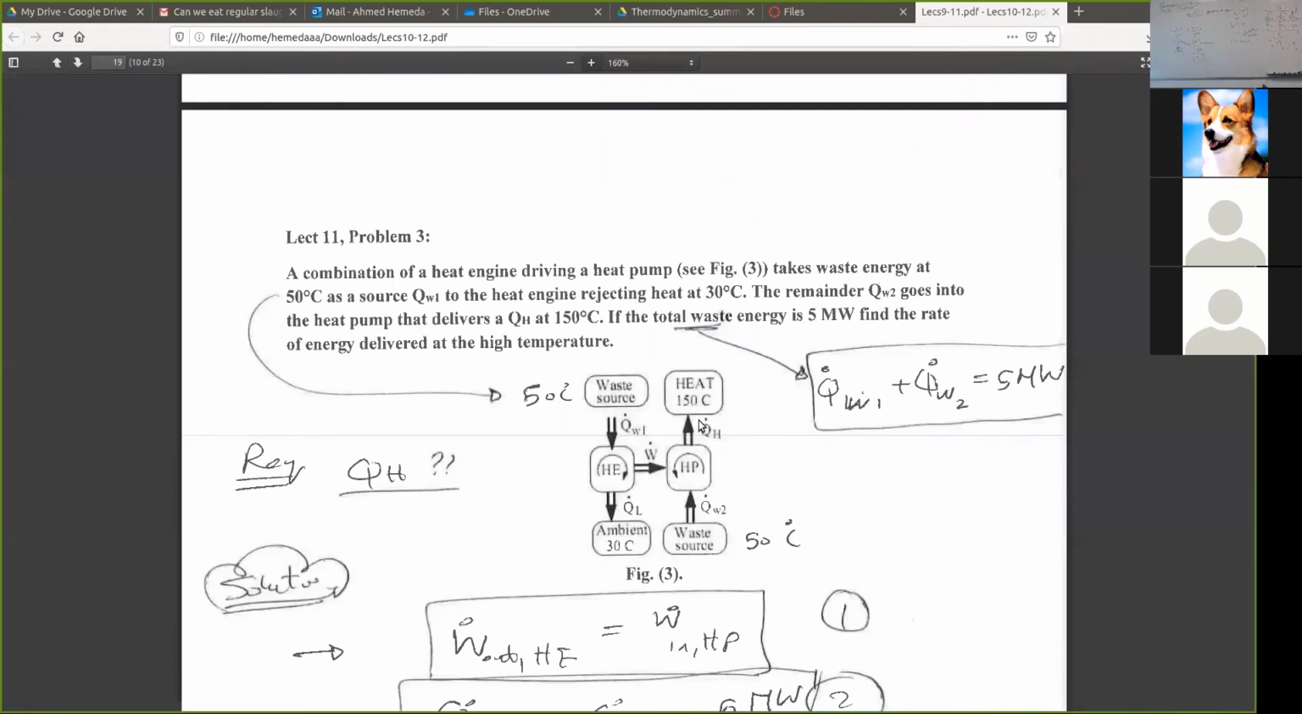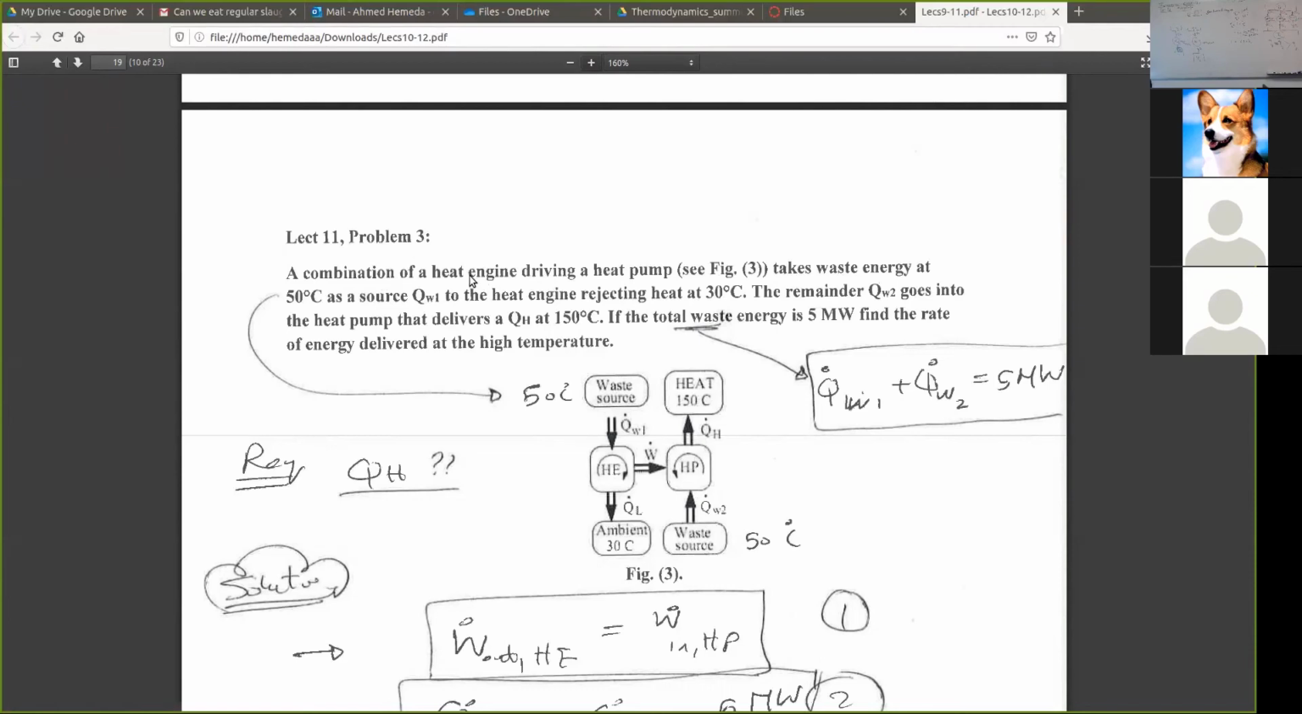This problem is interesting because it has two things together. Look at this: a combination of heat engine drives heat pump. A heat engine, HE, guys, is a device where we pay heat to get work. This work is going to drive a heat pump. With the heat pump, I want Q dot high. So I have heat, get work, drive this heat pump to get another heat, and use also the waste of another source.